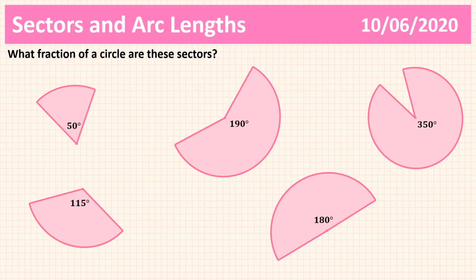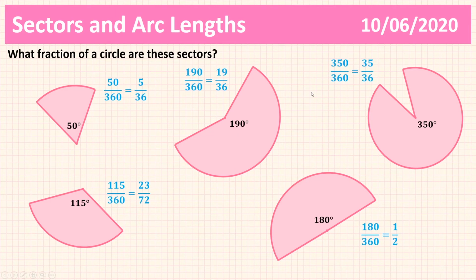Okay, so here's our answers. It's exactly the same process as before. We're trying to see what these angles are as a fraction of a full turn. So all we need to do is put the degrees of the angle over 360 and then simplify if we can, and that will tell us what fraction of a circle each of these sectors is.